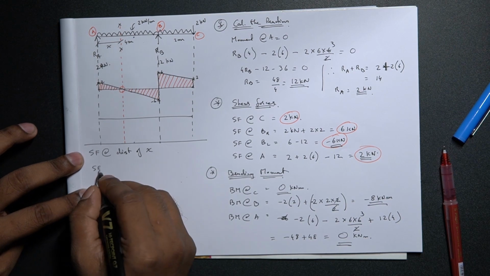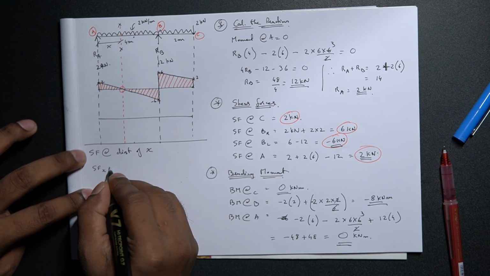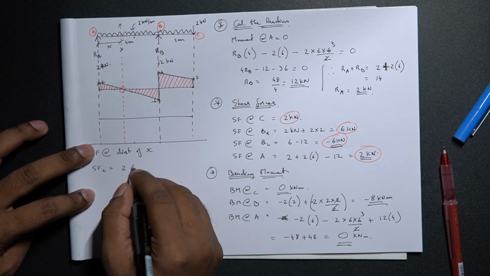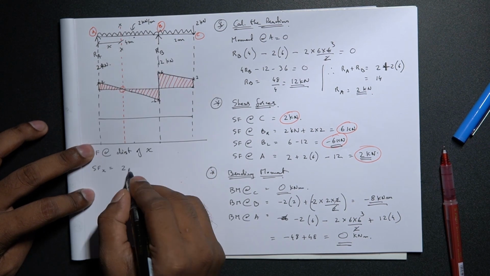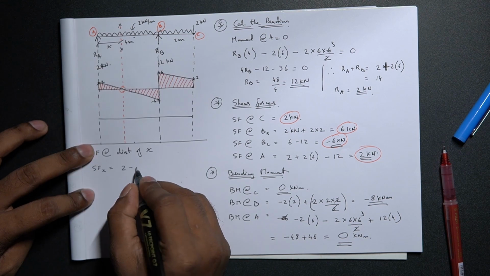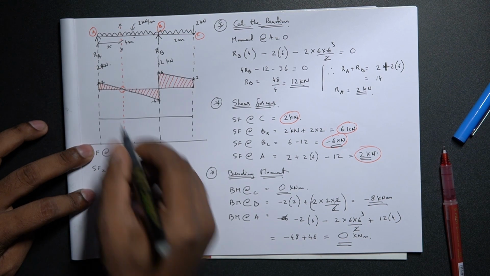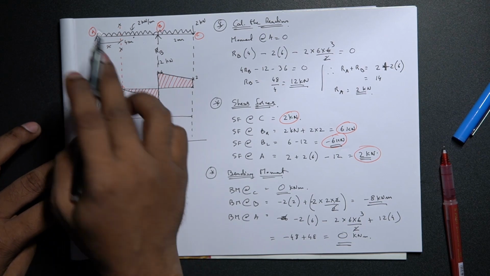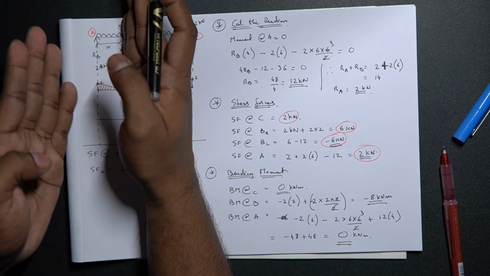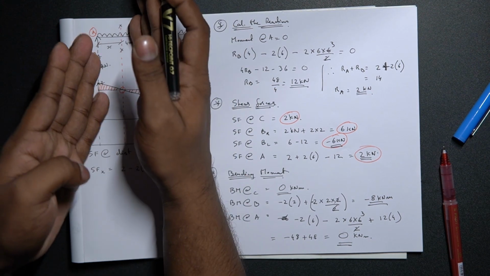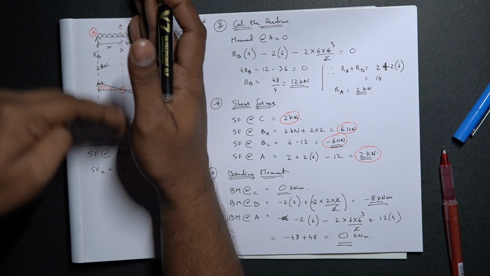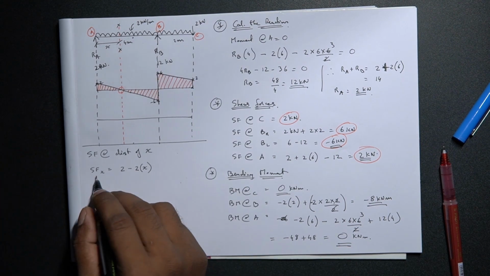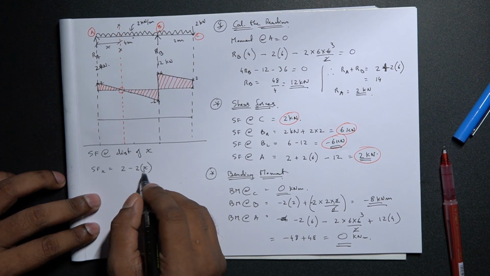Shear force at a distance of x, shear force of x is equal to, we have RA happening from bottom to top, that is 2 kilonewtons. Then we have a UDL of 2 kilonewtons acting from top to bottom. So 2 times x, it is acting on a span of x. Since it is acting vertically upwards on the left hand side of the section, it is positive, and similarly, since it is acting vertically downwards on the left hand side of the section, it is negative, the UDL is negative. So on the whole, the shear force at point x is equal to 2 minus 2x.